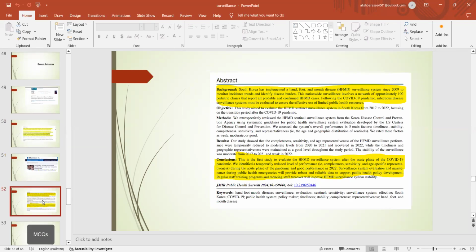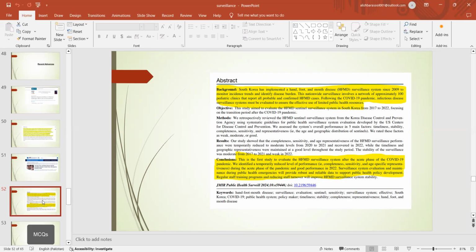The hand, foot, mouth disease sentinel surveillance system in South Korea: a retrospective evaluation study. South Korea has implemented a hand, foot, mouth disease surveillance system since 2009 to monitor the incidence trend and identify the disease burden. This nationwide surveillance involves a network of approximately 100 pediatric clinics that report all probable and confirmed hand, foot, mouth disease cases.